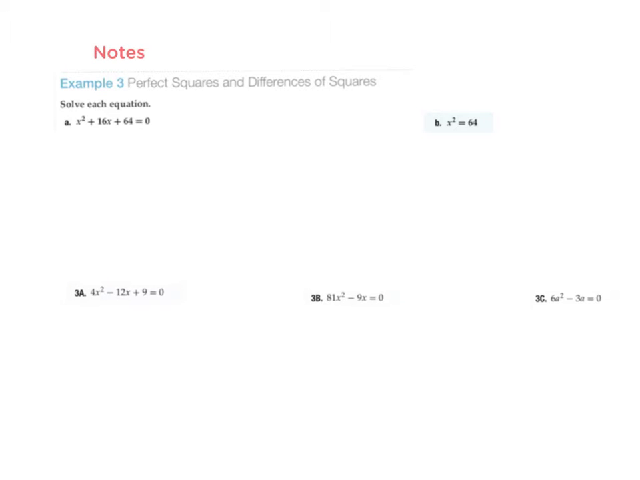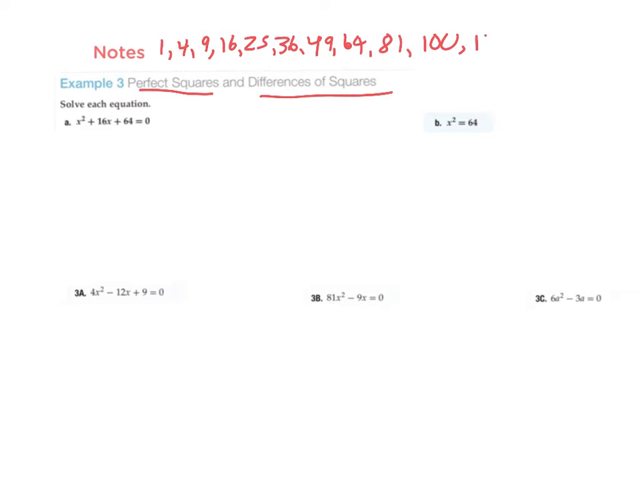All right, what we're going to do now is do special factorings, and they're perfect squares or difference of squares. And so you need to know your squares, and they are 1, 4, 9, 16, 25, 36, 49, 64, 81, 100, and we can keep going on to 121 and 144, and they keep going, 13 times 13, and keep going. But there's our main ones. So we're looking for these numbers when we have a problem.